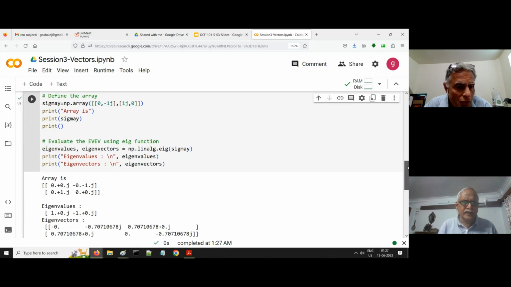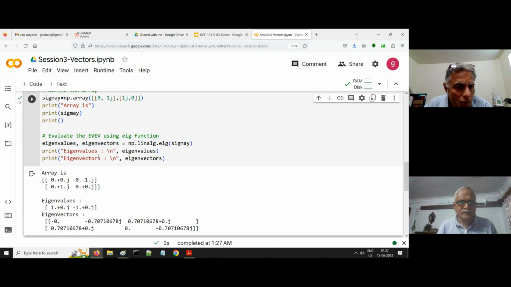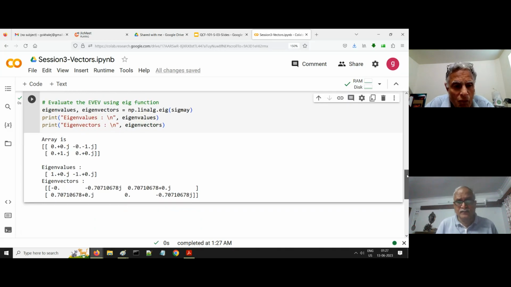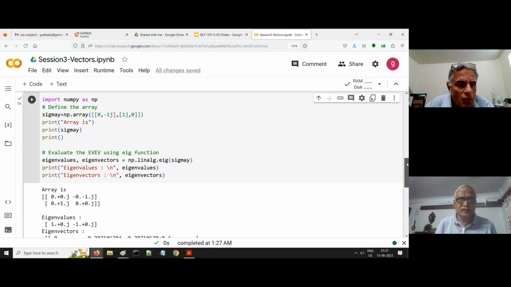My cell gets executed, and now you see this is my original array. The eigenvalues are 1+0j and -1+0j. Please understand these are my eigenvalues, and these are my eigenvectors. What I mean to say is, you can very quickly evaluate these eigenvalues as well as the eigenvectors as a means of trying to identify a possible energy state of a quantum unit. So this can also be implemented in a Python simulation.